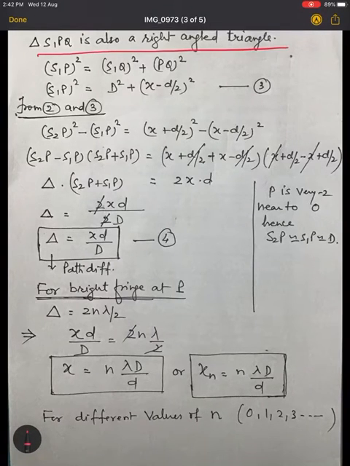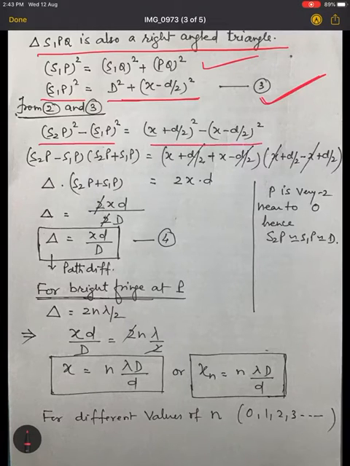So S1PQ is also a right angle triangle. So we can use S1P square is equal to S1Q square plus PQ square. And in the same manner, we can write S1P square is equal to D square plus (x minus d by 2) whole square. Now we have got the values of S2P square and S1P square in equations 2 and 3. Now using those two equations, we can write S2P square minus S1P square is equal to (x plus d by 2) square minus (x minus d by 2) square, because D square cancels.